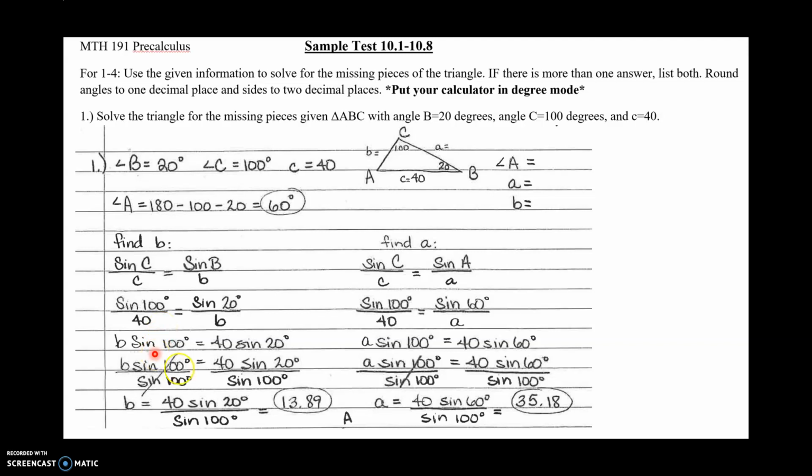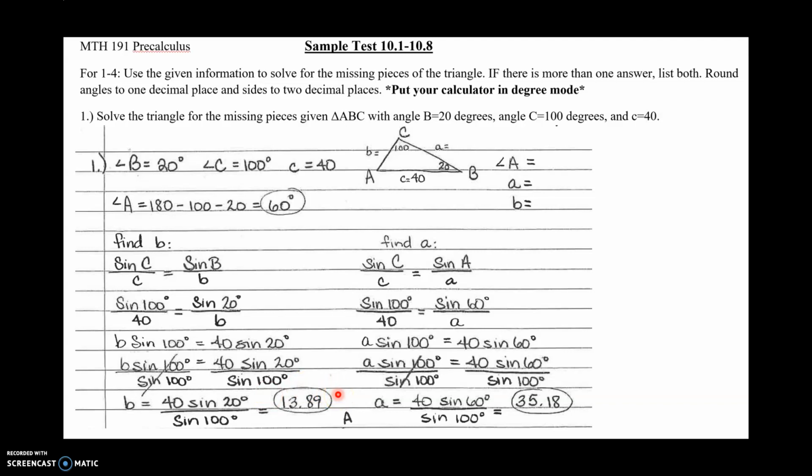Divide both sides by the sine of 100, and we can throw this whole thing into our calculator. Now you'll notice up here I told you to be sure your calculator is in degree mode. I did that on the test as well so that you made sure you weren't doing half the test in the wrong mode. So we're going to throw this into our graphing calculator all at one time, and it tells us that side b is 13.89.